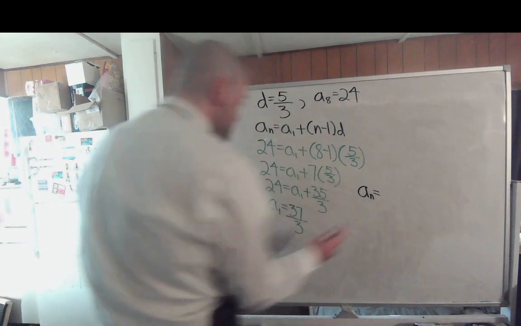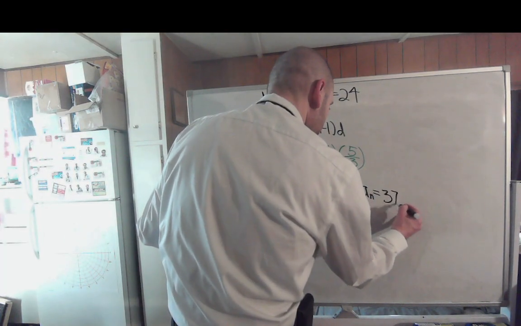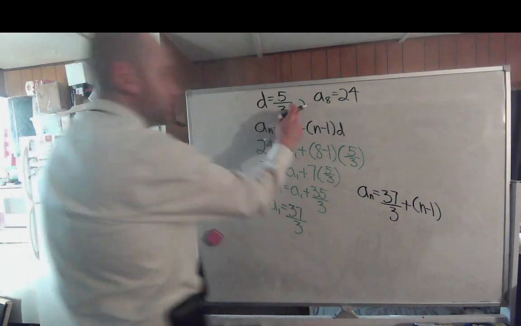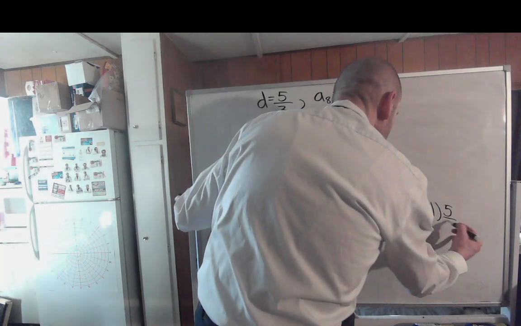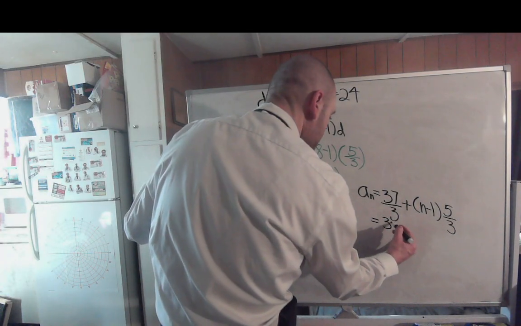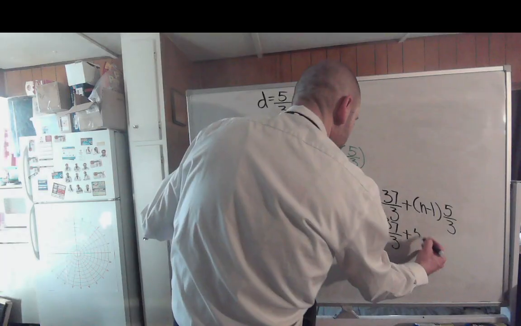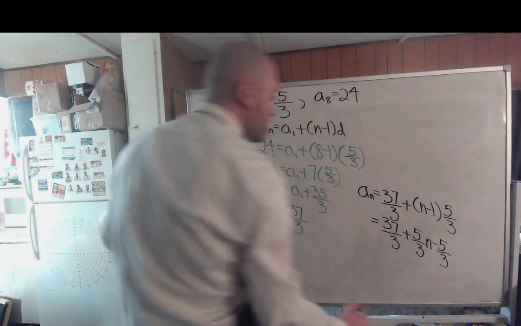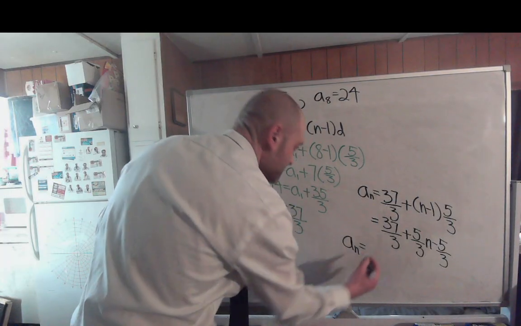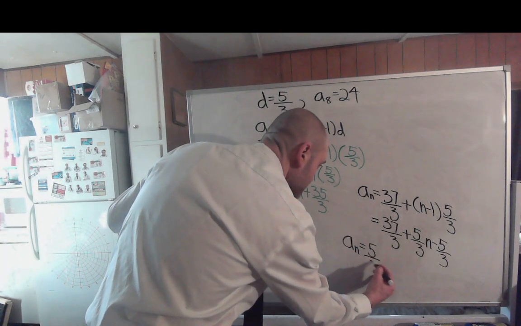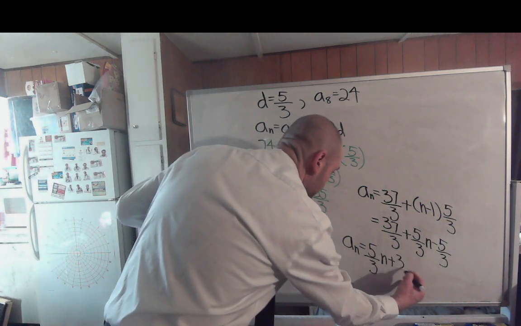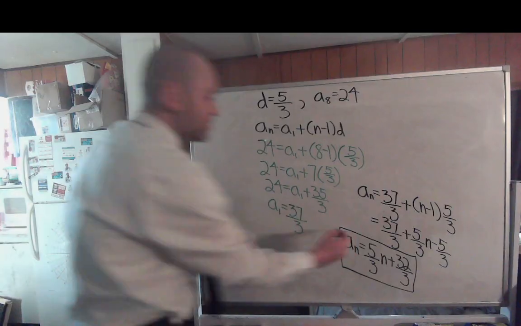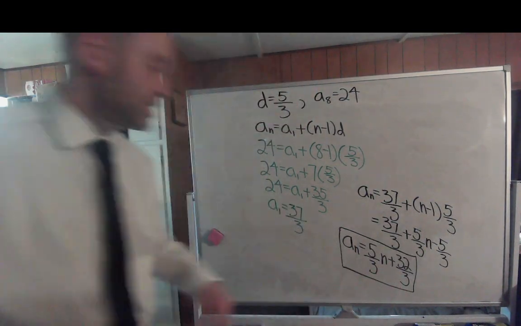So a sub n is going to equal your a sub 1, which is 37/3, plus the quantity of n minus 1 times your common difference of 5/3. So this will simplify into 37/3 plus 5/3 n minus 5/3, which would mean the formula for the nth term of the sequence would in fact be 5/3 n plus 32/3. So there's the formula for the nth term of the sequence, 5/3 n plus 32/3.